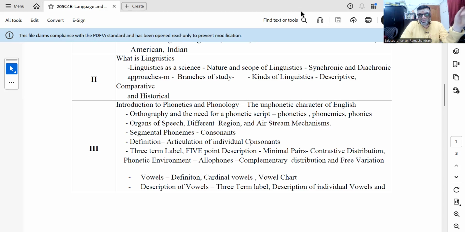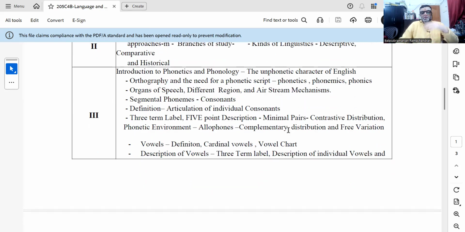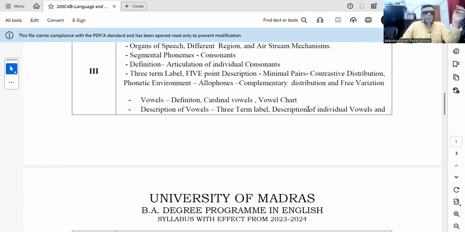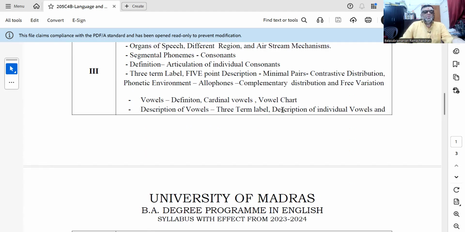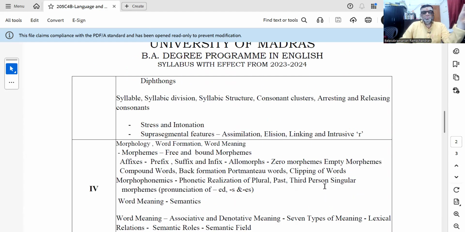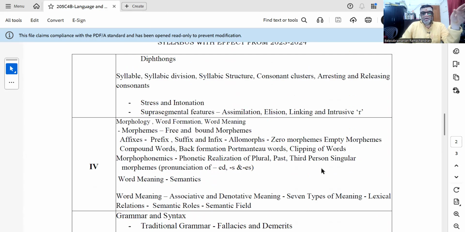I don't mind looking at other phonemes, but let us first look at the portions first and then go on to what about Tamil phonemes. I would love to handle Tamil phonemes and compare Tamil and English, but maybe in a later class or in a separate video. And then we've got the description of vowels and consonants, how to describe them, the definition, articulation of individual consonants, 3-term label, etc. And then we go on to syllable and syllabic division, and there ends Unit 3. And these things, suprasegmental features and all that, probably one hour at maximum is needed to cover all that, okay?